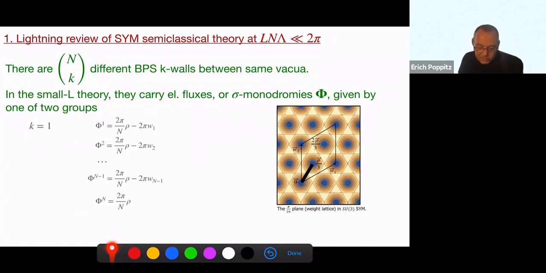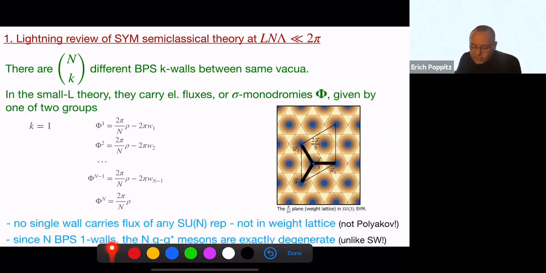So the sigma field changes by 2 pi over rho minus every possible fundamental weight in one wall. So for SU3, this is the picture. Remember, this is the sigma field. This is one vacuum. This is the other vacuum. So this is one wall, obviously. And this is another one wall, because this vacuum is the same as this vacuum. And this is another one wall. And so there are 3 one walls, which are distinct because they carry different electric fluxes, and they are related in the case k equals 1 by the unbroken center symmetry along the compact direction. So these walls will be very important for us.